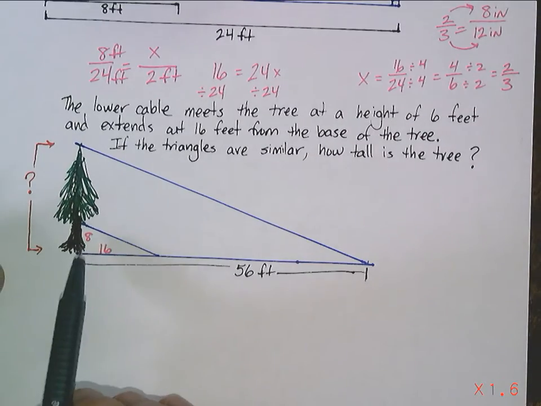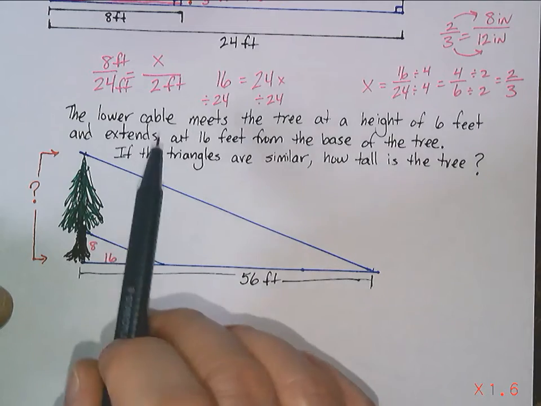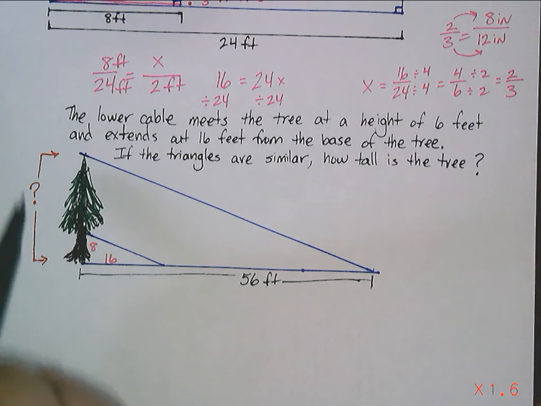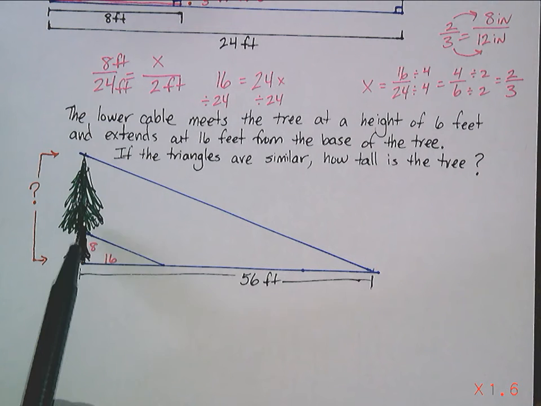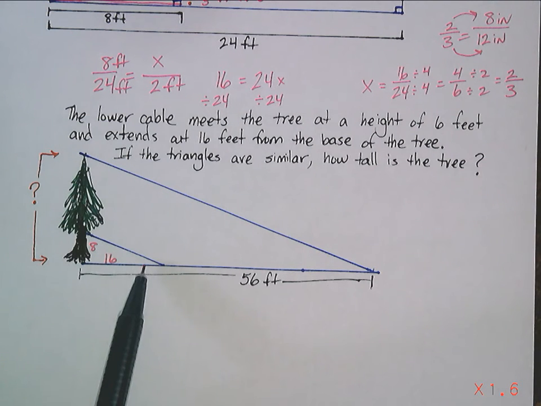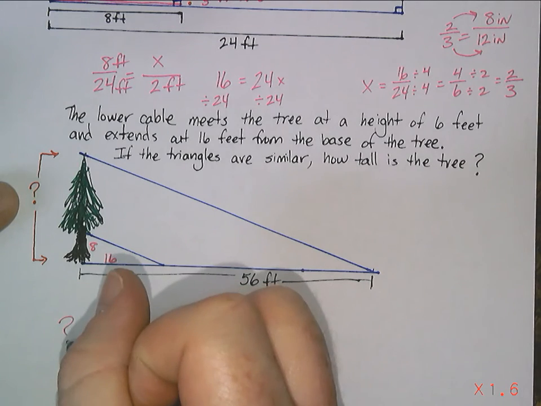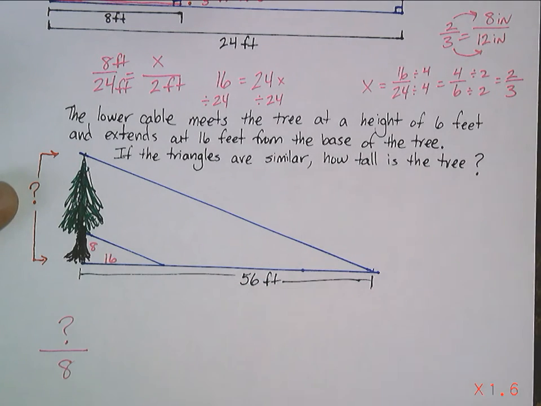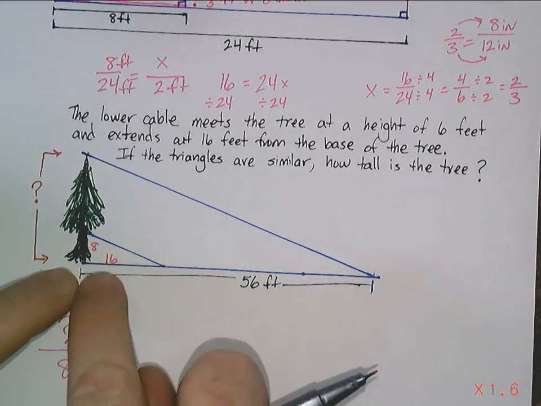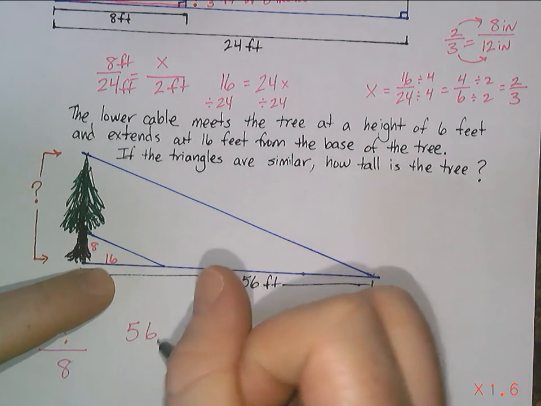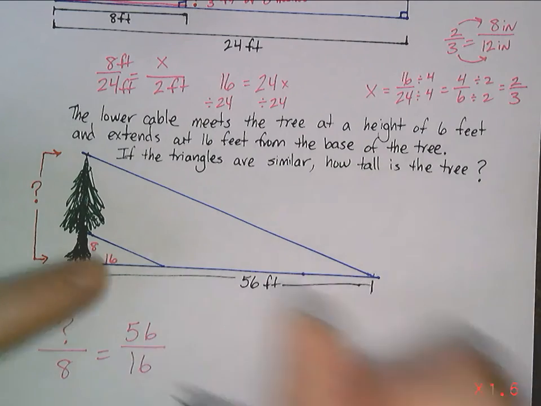You can actually set this up a lot of different ways. You just want to be consistent. Whichever way you decide to set it up, it's up to you, but you have to be consistent. So if you're going to take the height of the tree and compare it to the height of this lower supporting cable, then you can do question mark over 8, and then set your longer measurement, 56, to 16. You can set it up that way.